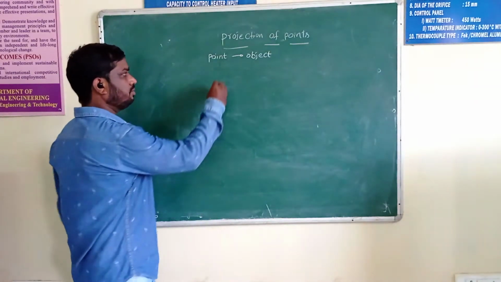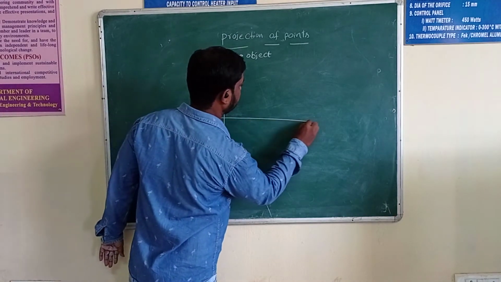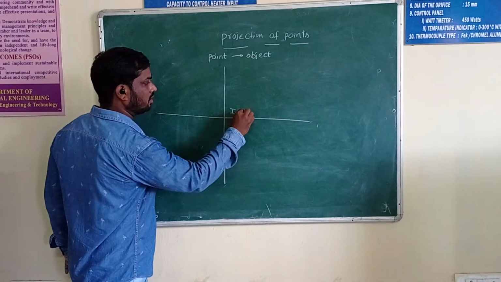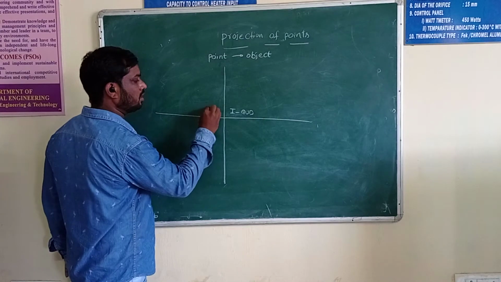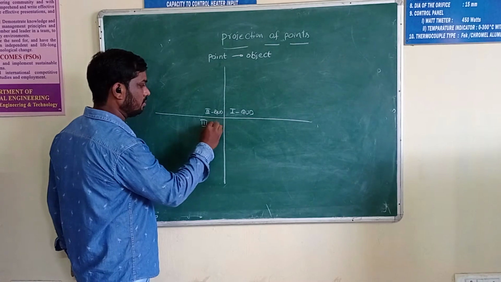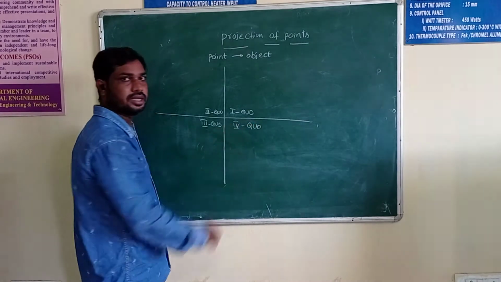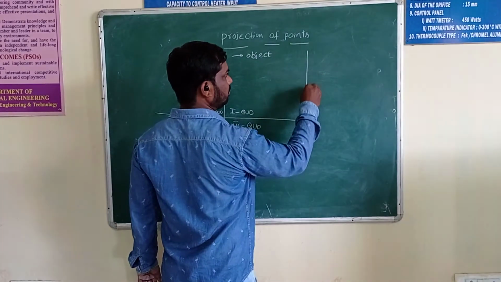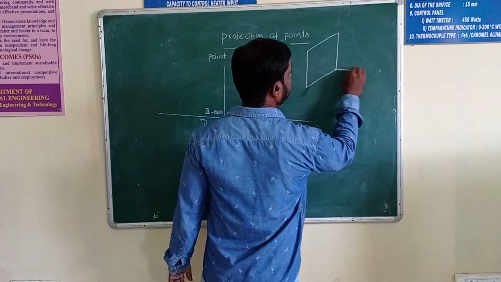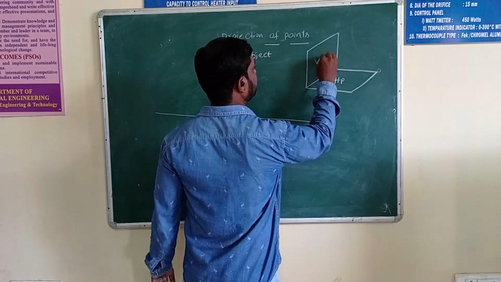So what is the quadrant system? You know about this quadrant system. This is the first quadrant, this is the second quadrant, this is the third quadrant, and this is the fourth quadrant. We know about this one, the vertical plane. This is the vertical plane, this is the horizontal plane. This is HP, this is VP.